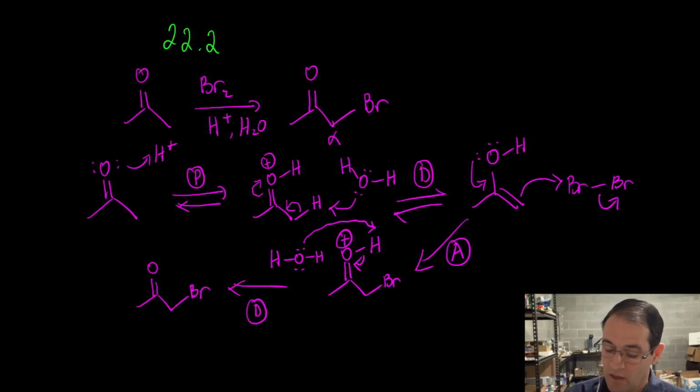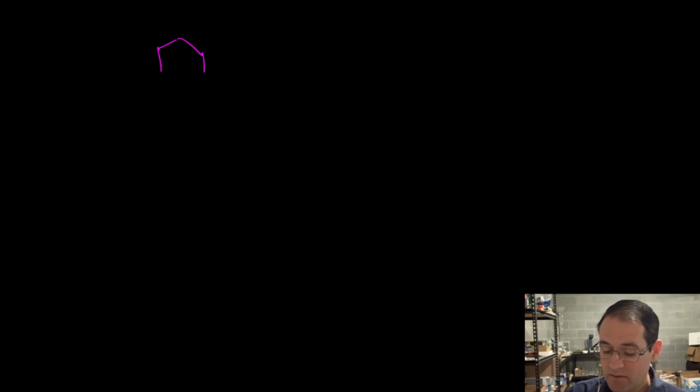Okay, so that's PDAD, PDAD, okay, is the sequence of steps to convert a ketone to the alpha chloroketone or alpha bromoketone, okay? If you take cyclohexanone and you treat this with chlorine, okay, with H3O+, all right, you'll get chlorocyclohexanone, okay?